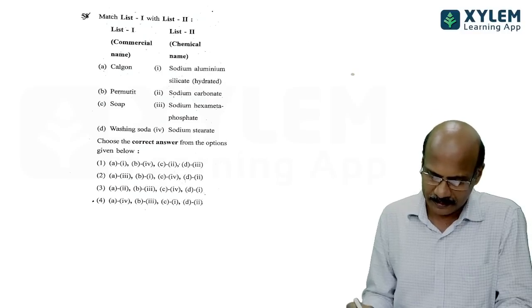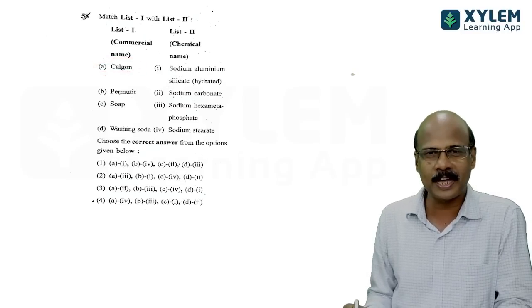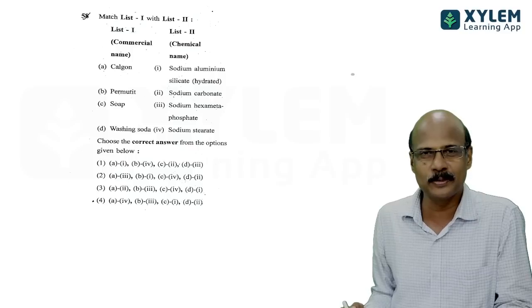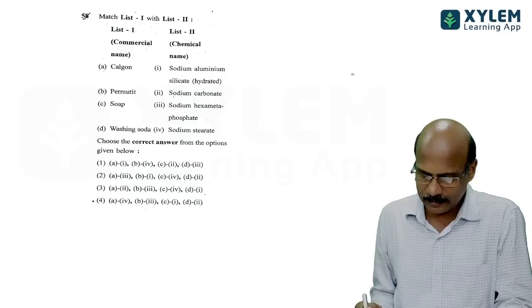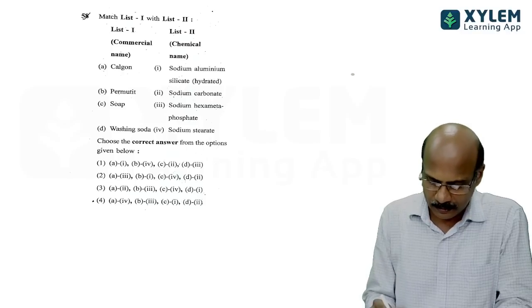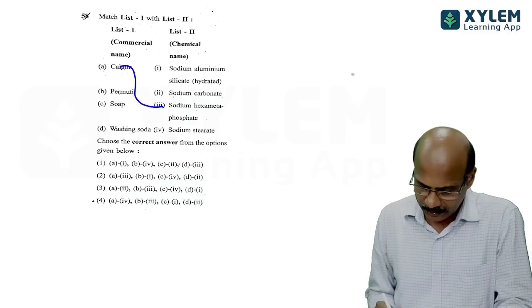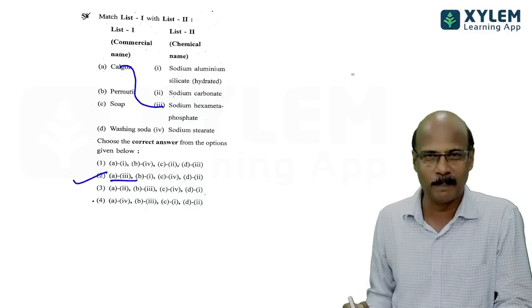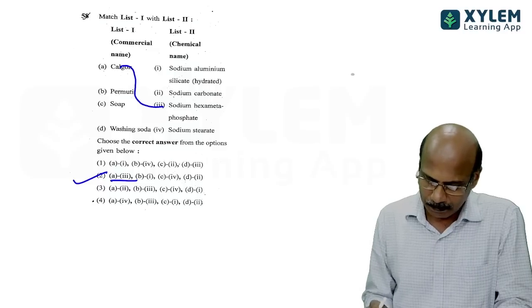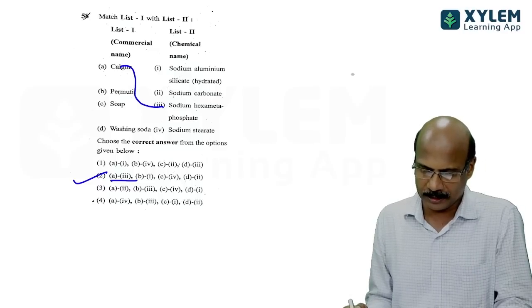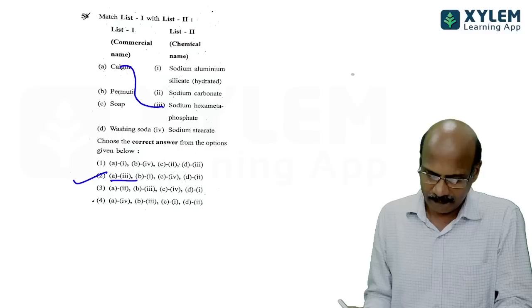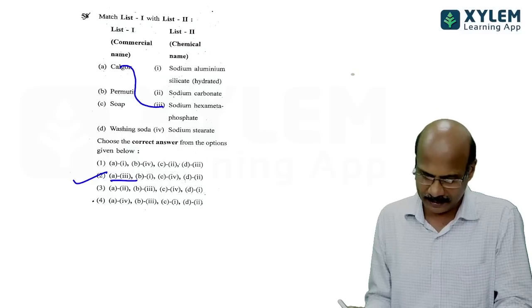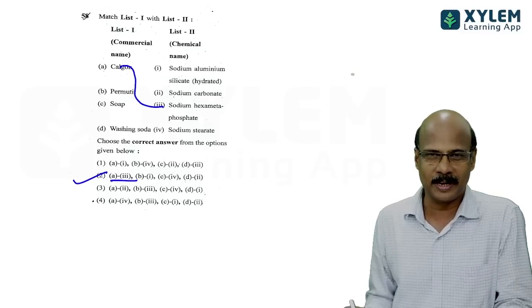Question number 58. They say calgon. What is calgon? You know, calgon is used for removing hardness. Calgon is sodium hexametaphosphate. So A is the third one. A can be given 3. There is only one combination. What about the other options? Permutit, you know what is permutit? Permutit is hydrated sodium aluminum silicate. Whereas soap is sodium stearate. Washing soda is sodium carbonate.